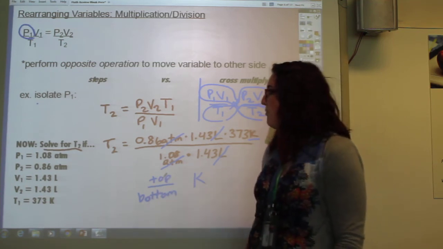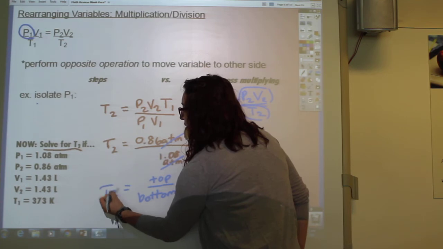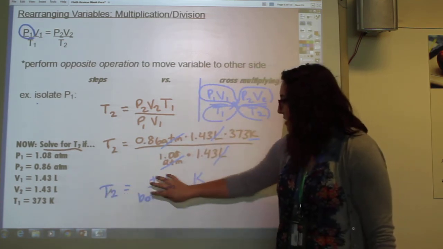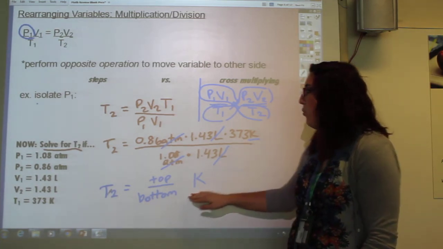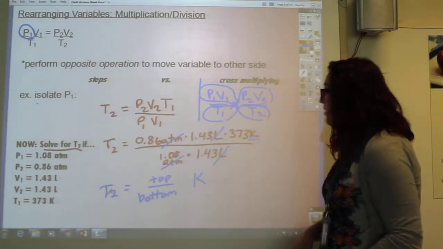Okay, so I don't want to waste any more time with this, but that would be our temperature 2. Remember, T2 is just a variable. Once we have a number with a unit, that would be the answer for the problem when it actually gives you some information to plug in for your variables. Okay?